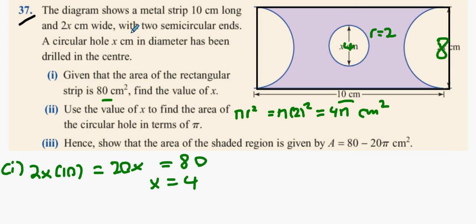Now, what can I say about the two semicircles? What do they combine to make? Two semicircles is the same as a full circle, isn't it? So I can find the area of the rectangle, and what do I take away?